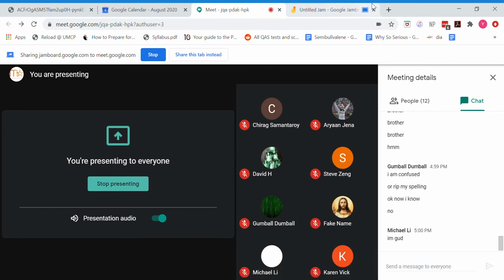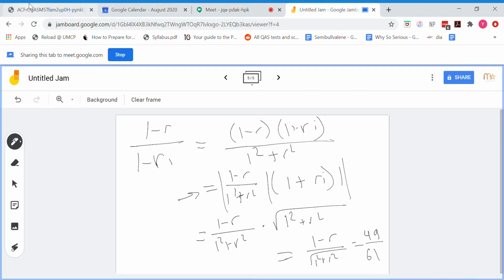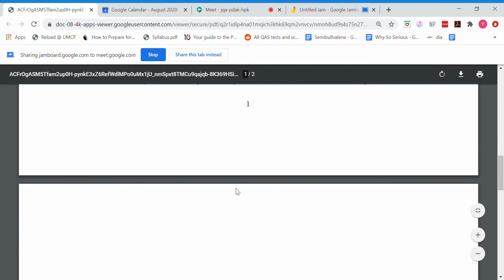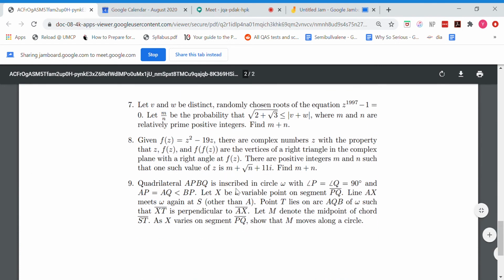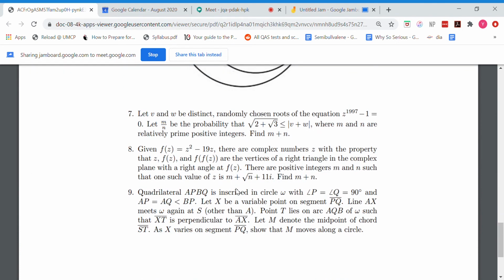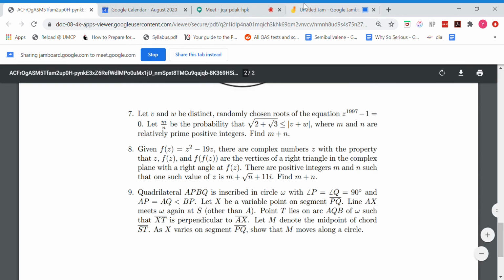Alright. So let's move on to the last two questions. Alright. So we have our last three. Let V and W be distinct randomly chosen roots of the equation z to the power of 1997 minus 1 equals 0. Let m over n be the probability that the magnitude of v plus w is greater than that number, where m and n are relatively prime positive integers.